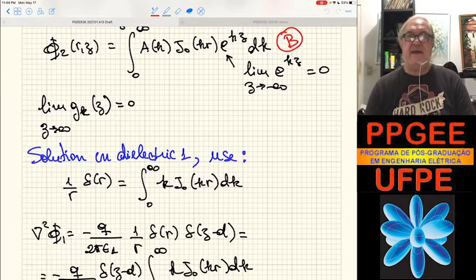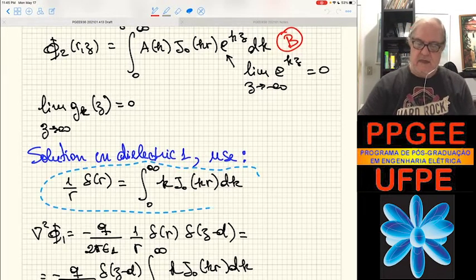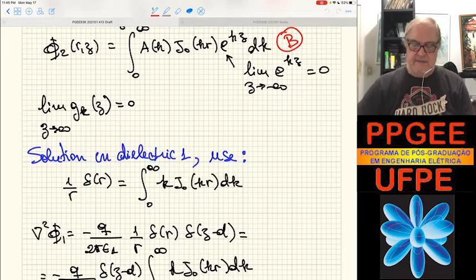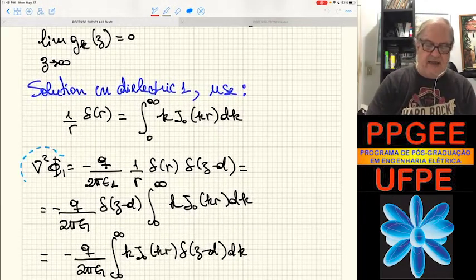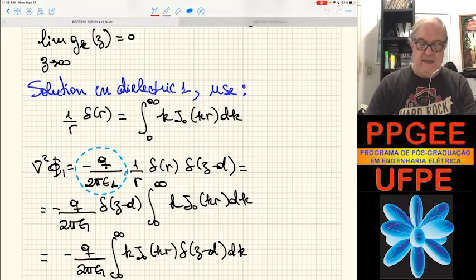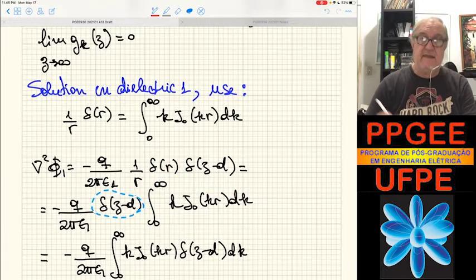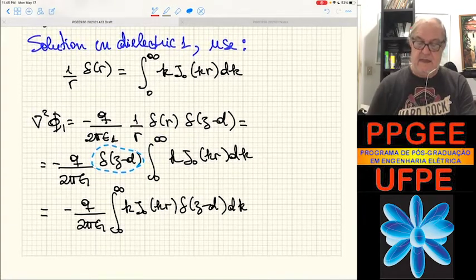So in dielectric 1, which is the upper region, we have a delta function which is due to the charge. We're going to now use that expansion. So in the upper region, we're going to have the Laplacian of phi 1. That's the density function that we have, right? And then we expand this function here as this one, right? And we keep the delta function in z. And then we rearrange. That's what we get, okay?